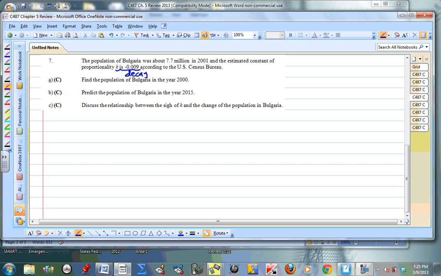Looks like the population of Bulgaria is shrinking. And these data are given to us compliments of the U.S. Census Bureau. So let's get started with part A. And they ask us, what was the population of Bulgaria in 2000? Well, there's a couple ways to go about this. Here's what I'm thinking about.